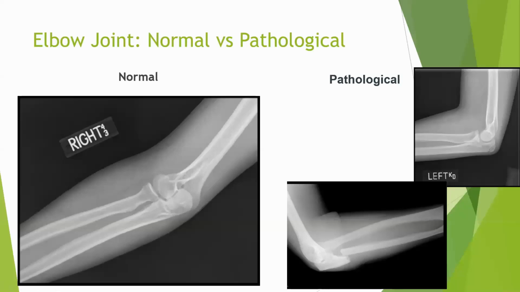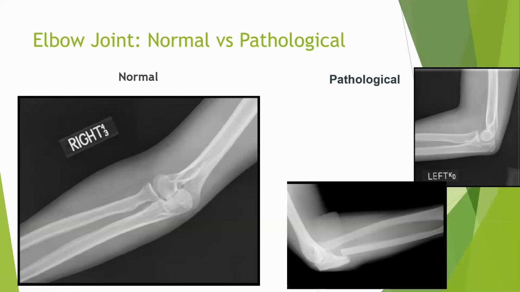Elbow joint, normal versus pathological. The elbow joint on the right is normal, on the left is pathological, and you can see that there is a fracture of the olecranon process right over here, which is undisplaced, and you have a displaced fracture of the proximal ulna in this kind of x-ray that you can see. Otherwise, the rest of the structure is fairly normal and not a problem.